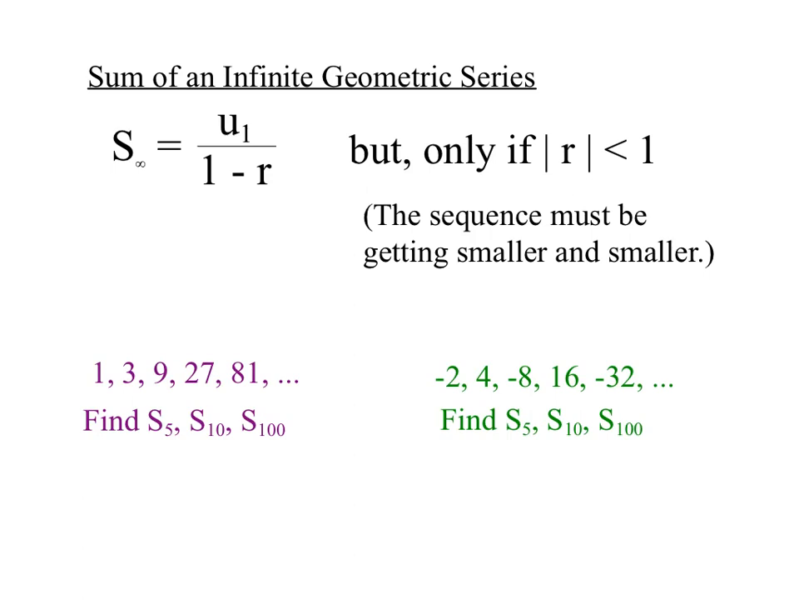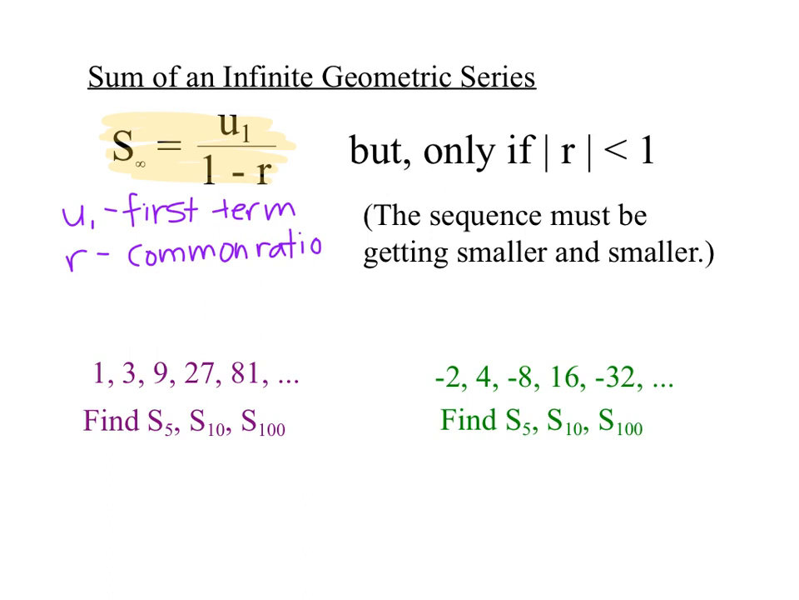So here is what we mean by the sum of an infinite geometric series. How we find that is using this formula right here. The sum of an infinite number of terms is u sub 1 over 1 minus r. In these cases, u sub 1 is your first term, and r is your common ratio. So these have to be geometric series. We have to be finding the sum of a geometric sequence.